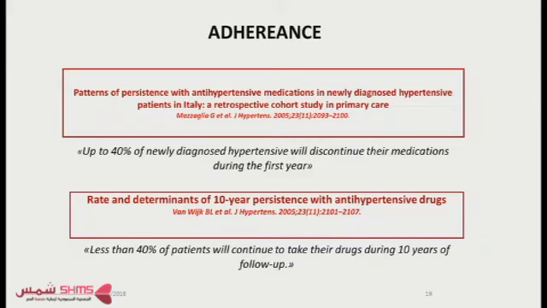Now, adherence is an important topic in resistant hypertension. We must exclude non-adherence before we confirm this patient has resistant hypertension. And we have a statistic that up to 40% of newly diagnosed hypertensive patients will discontinue their medication during the first year.